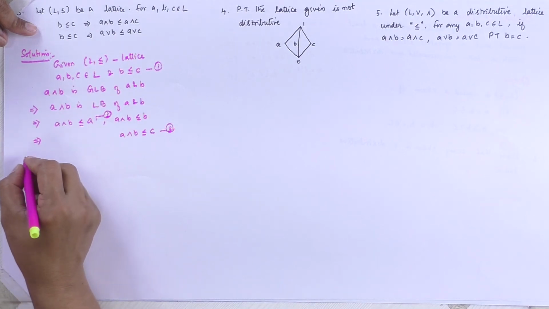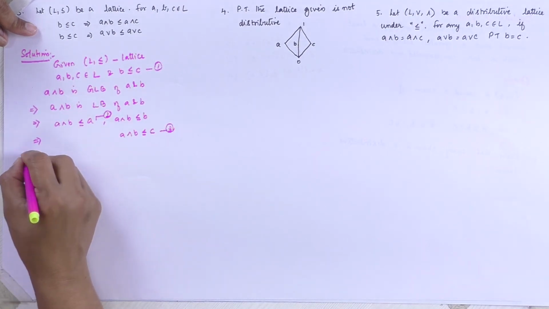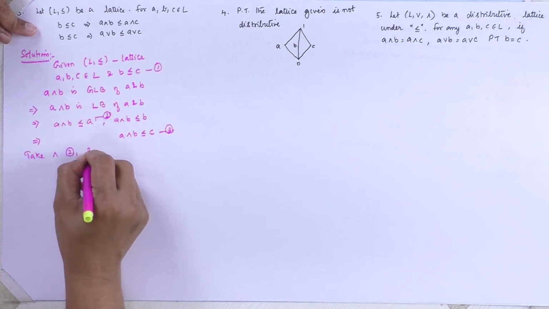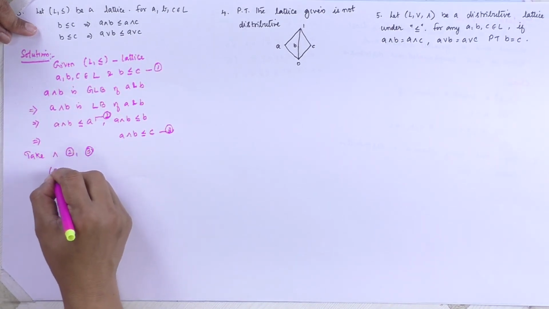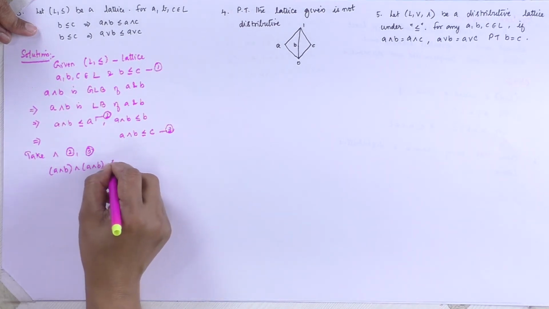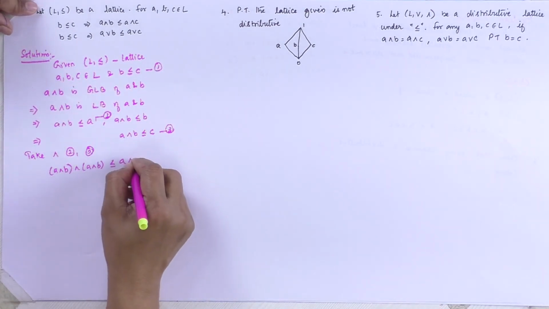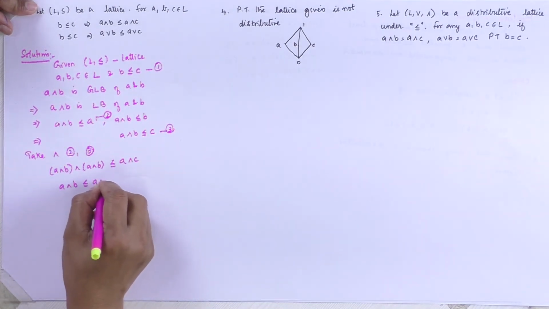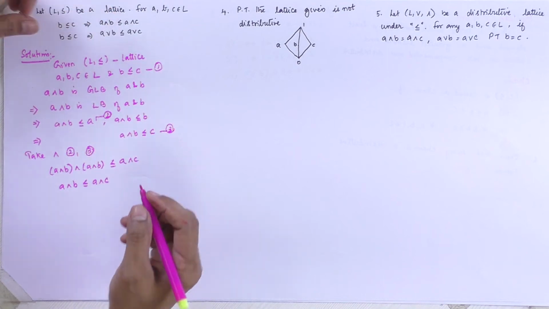So now taking and of 2 and 3, what do I get? A and B and A and B will be less than or equal to A and C. So this will imply A and B is less than or equal to A and C. That is what this proof.